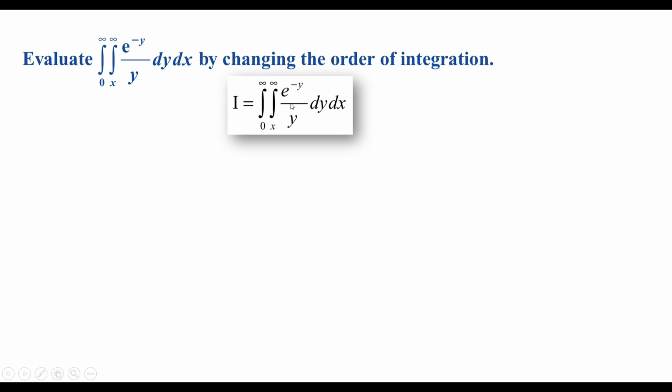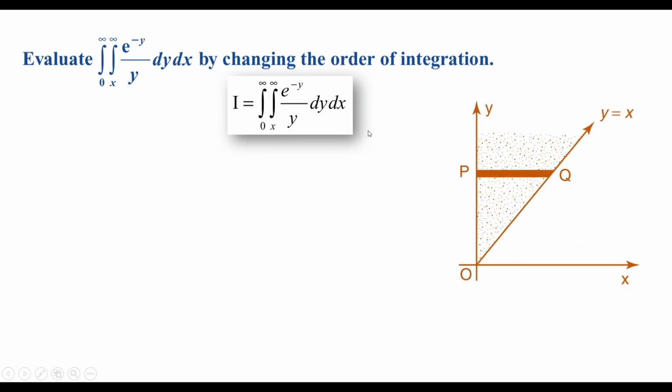In the change of order of integration, you need to fix y, and you can draw the rough sketch of the region. You will take a horizontal strip on the region. For this, let the double integral be I. The region of integration is bounded by the lines y equals x, y equals infinity, x equals 0, x equals infinity. The region is unbounded here.